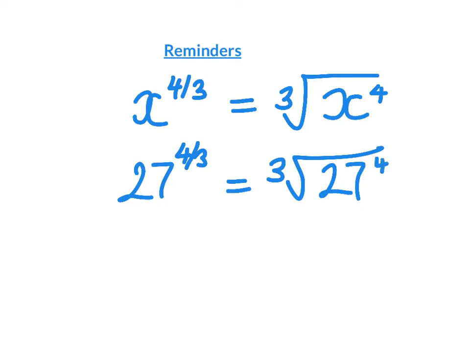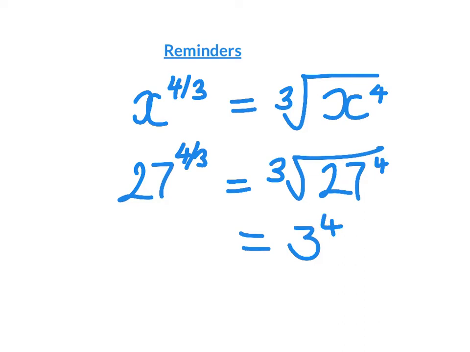Now, if I'm going to evaluate this, I can choose the order. So I can either take the cube root of 27 and then raise that to the power of 4, or I can work out 27 to the power of 4 and work out the cube root of that. Now, it's going to be much easier to take the cube root first, because I'm going to get a smaller number that I can deal with. And I know that this is a whole number, because the cube root of 27 is 3, because 3 times 3 times 3 is 27.